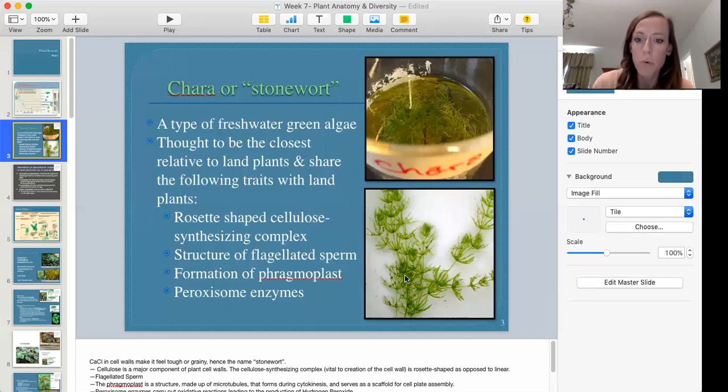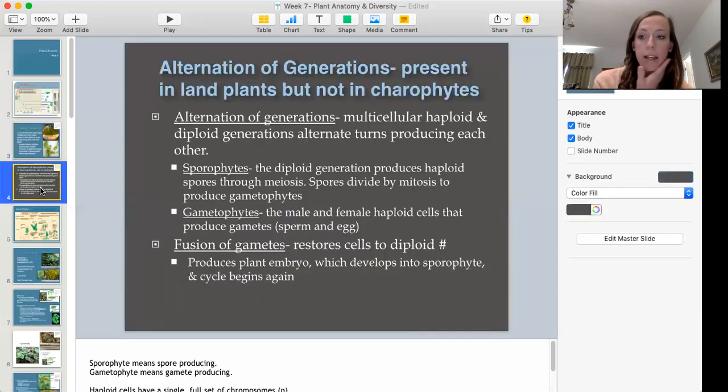They're called stonewort because if you touch them, they often have a grainy or stone-like texture to them. And this is made from buildups of calcium chloride that are present in the cell walls. So that's commonly used as a name for chara, stonewort. All right, so that will lead us to our discussion of land plants.